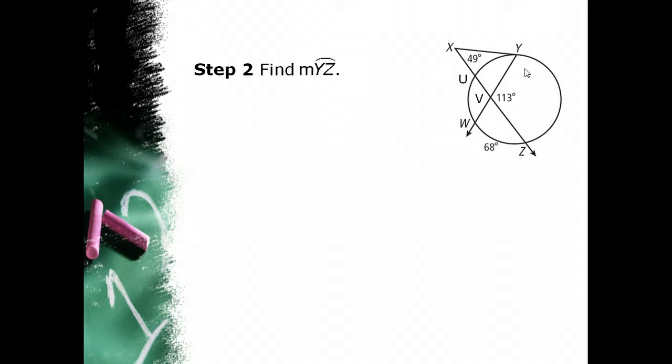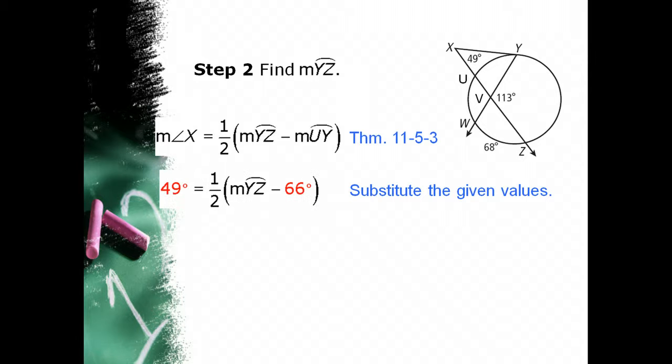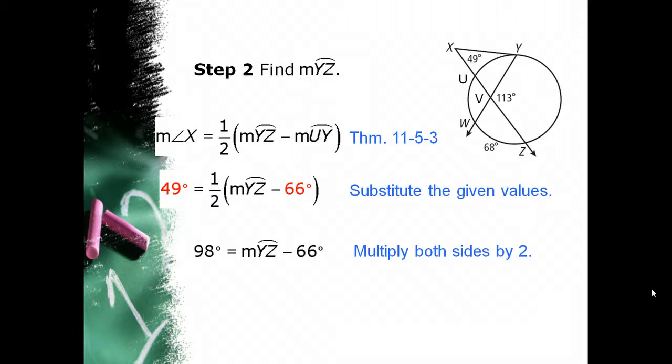Step 2, we have to then find YZ, which is what we were looking for. We have the measure of angle X is equal to 1/2 measure YZ minus UY. And we substitute in our values. Now we know that this is 66 degrees. And multiply both sides by 2 and add 66 to both sides. So the measure of arc YZ is 164 degrees.